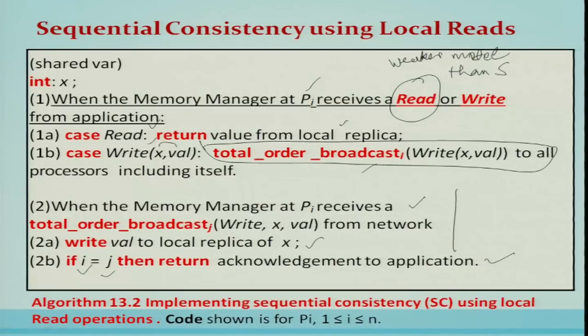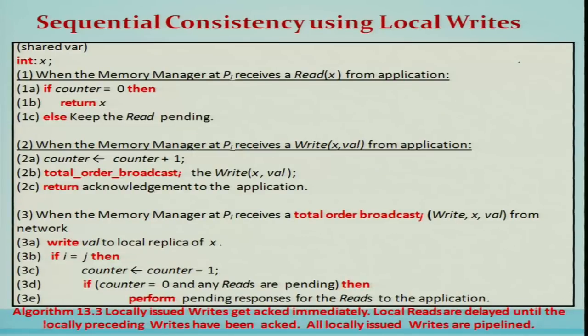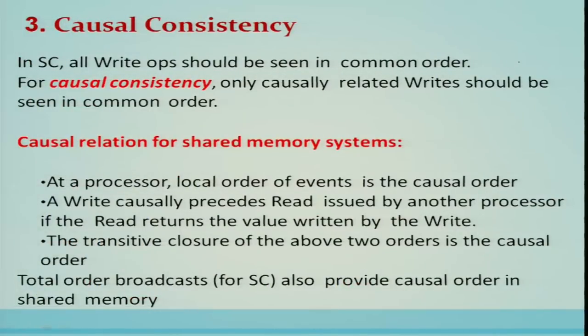Then, the strict consistency model we have seen, all linearizability model. In this algorithm, locally issued writes get acknowledgement, locally read operations are delayed until the locally preceding writes have been acknowledged, and all locally issued writes are pipelined. So this is an improvement using local writes. Now the next consistency model for distributed shared memory is called causal consistency.